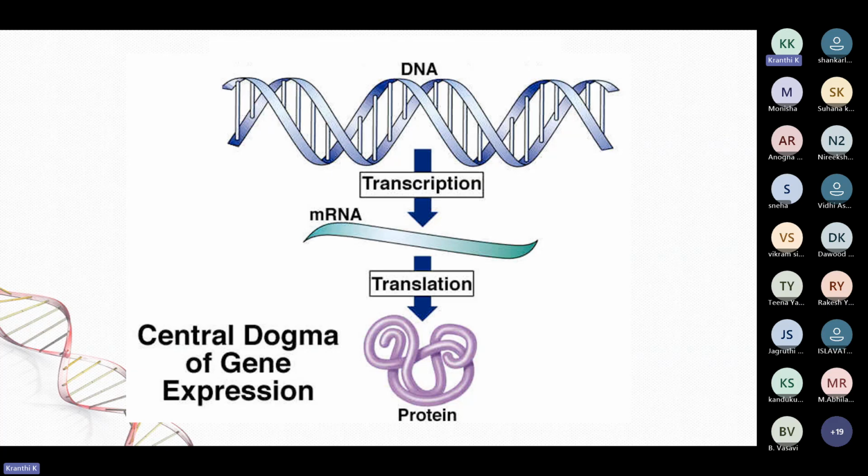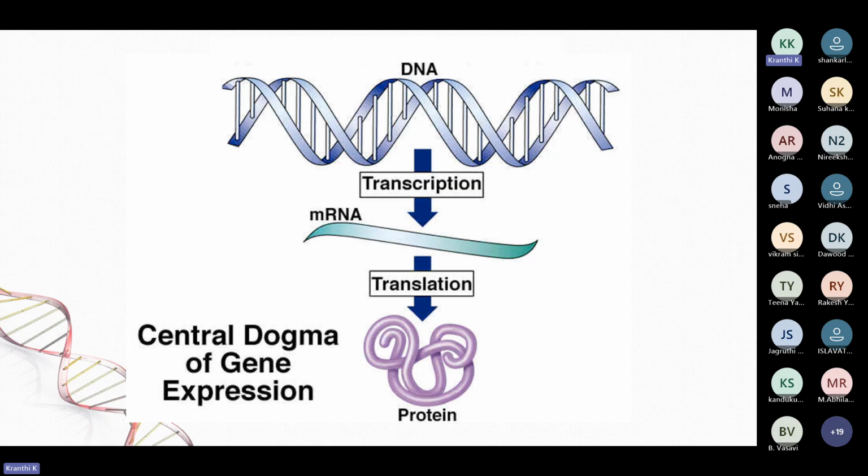Then what is reverse transcription? See, some viruses contain no DNA. They contain only RNA. RNA cannot produce RNA, right? So it converts the RNA to DNA and then DNA to RNA. So the formation of DNA from RNA is called reverse transcription.